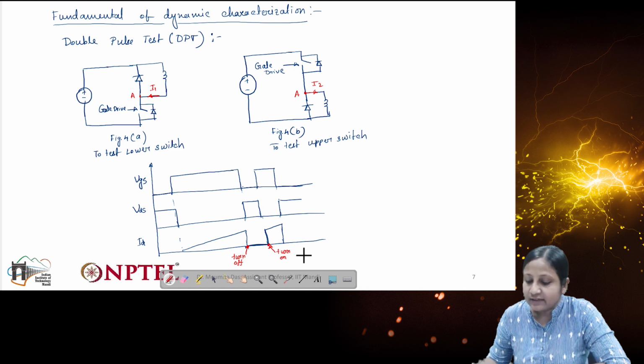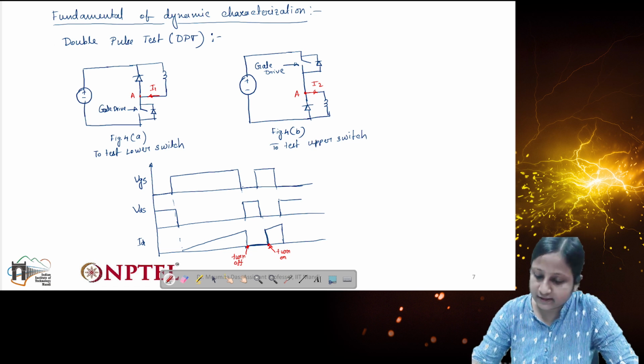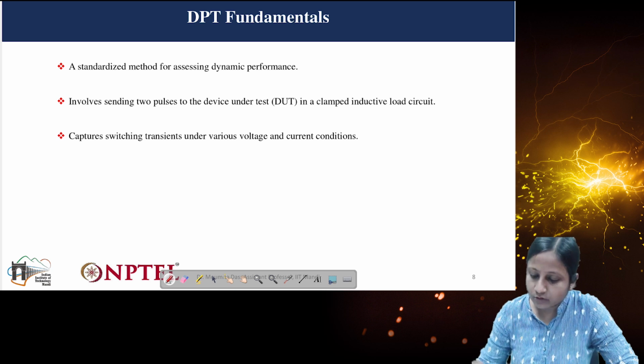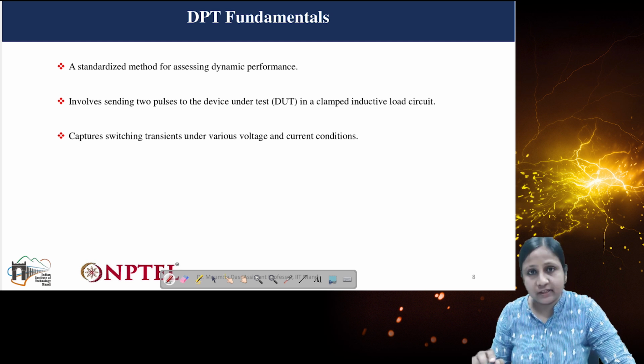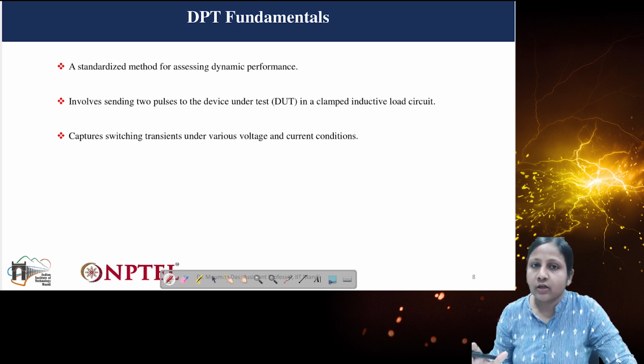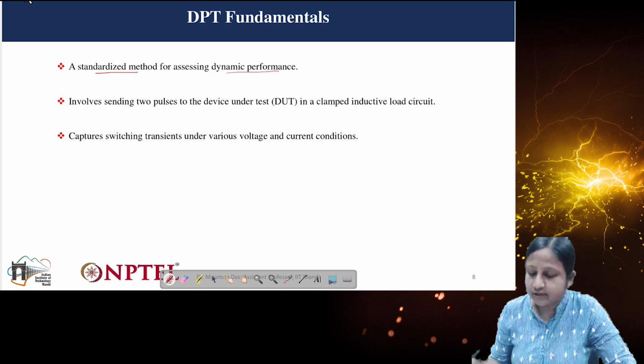So this is the circuit which is required for the double pulse test. DPT is a standardized method. It is not something new which we are using for wide bandgap devices. It is used for wide bandgap device dynamic characterization, but the same thing is probably used for silicon devices also. So this is a standardized method for dynamic performance characterization.